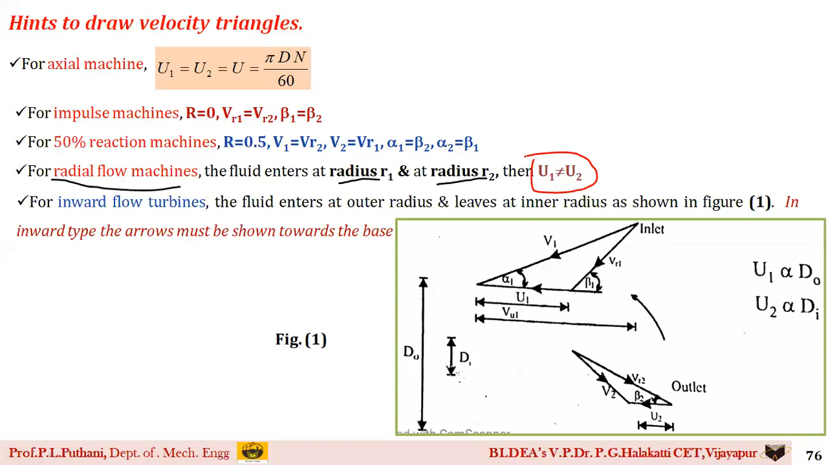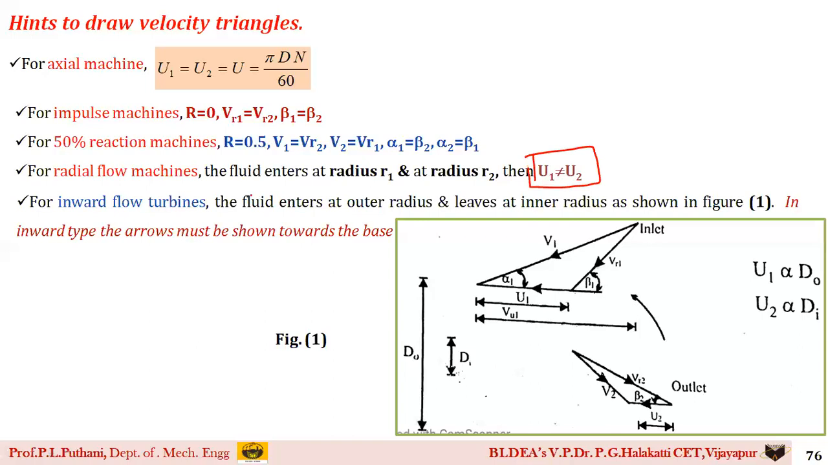Only for axial flow machines is the condition U1 equal to U2 there. If there is a radial flow machine, then you can say that for a radial flow machine, U1 is always not equal to U2.